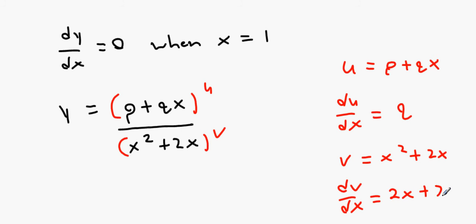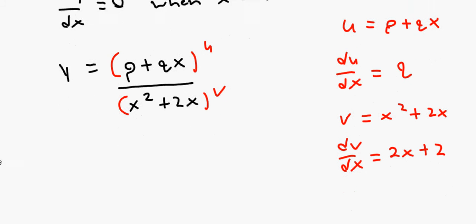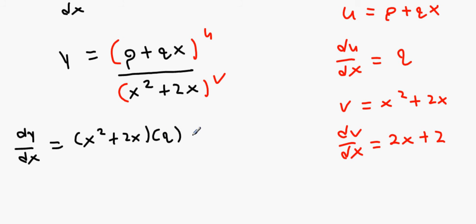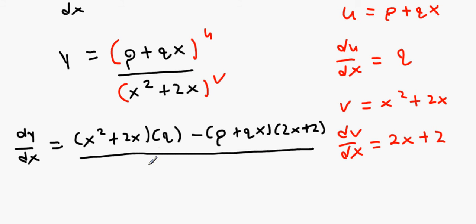Now, we're going to put it all together to get the dy/dx. So, the dy/dx is v times du/dx, which is x squared plus 2x times q, minus u times, which is p plus qx, times dv/dx, which is 2x plus 2. Now, as you can see, it's quite a complicated equation, okay? And then on the bottom, we're going to have x squared plus 2x all squared.